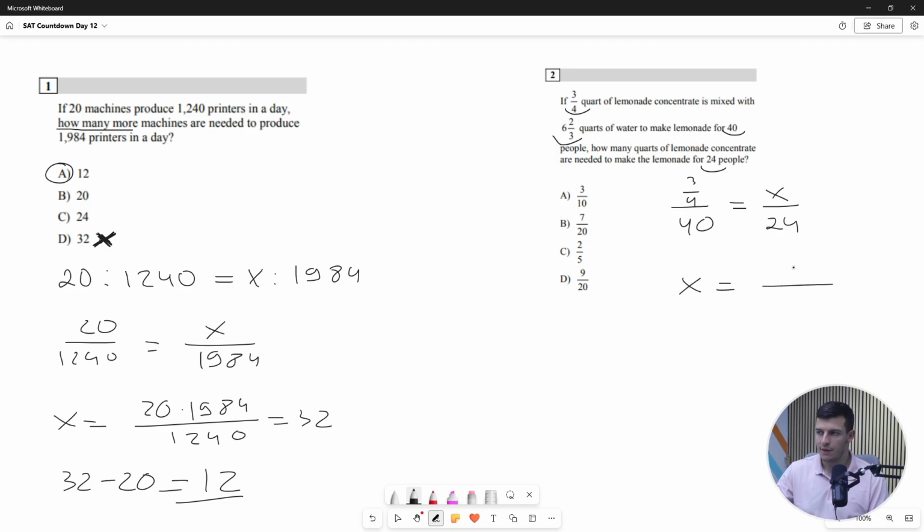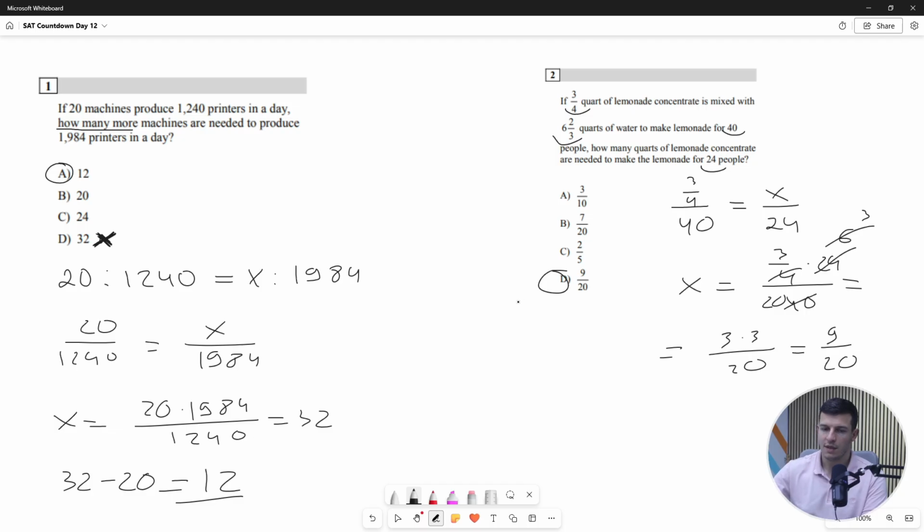Cross multiply that. X is going to be what? 3/4 times 24. And a little bit more algebra. 4 cancel 6. 6 and 40 can cancel by 2. This is going to be 3 times 3 divided by 20. And that's going to be 9/20. So let's read the question carefully one more time to see if we're looking for the right thing. How many quarts of lemonade concentrate are needed to make the lemonade for 24 people? Yes, so because we said X is the amount of lemonade we're looking for, we should be all right. So the answer is going to be 9/20.